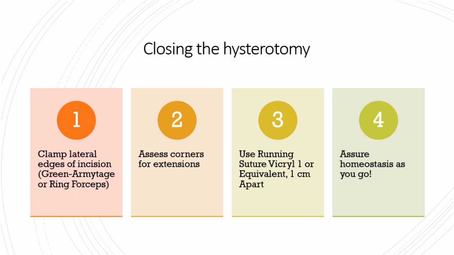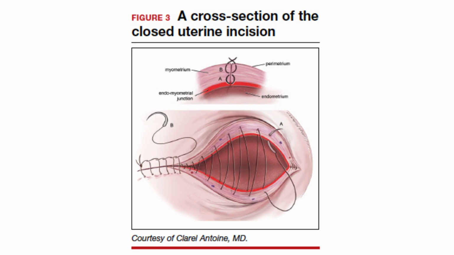The next step involves using a running suture technique with Vicryl 1 or an equivalent suture material. The sutures should be placed approximately 1 centimeter apart, ensuring that they penetrate through all layers of the myometrium. Throughout the suturing process, it is critical to continuously assess and ensure hemostasis as you go along. This involves checking for any bleeding from vessels as they are encountered and taking appropriate measures to control it. This is what a running suture on the hysterotomy would look like.